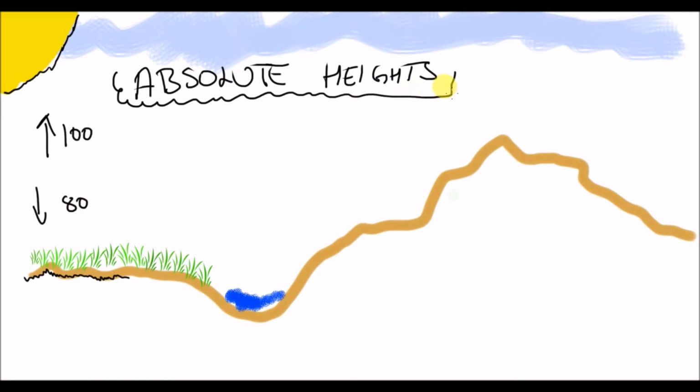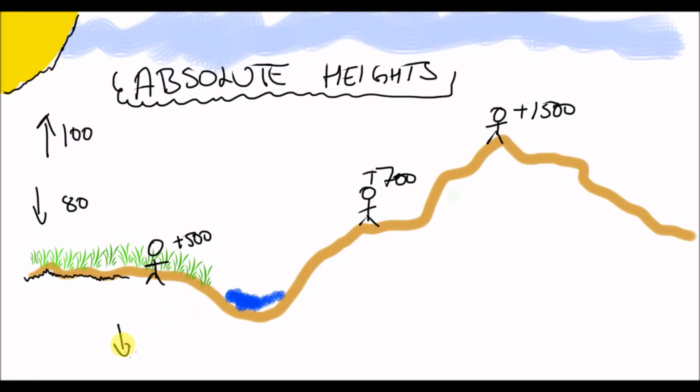So here's that picture of a mountain. If a stick figure would be standing on top of the mountain, it would be perhaps 1500 meters above sea level. If he would be standing here, he would be 700 meters above sea level, and here he would be 500 meters above sea level. In a drawing, it would be written like this, plus 500, or maybe with more precision, plus 500.00.